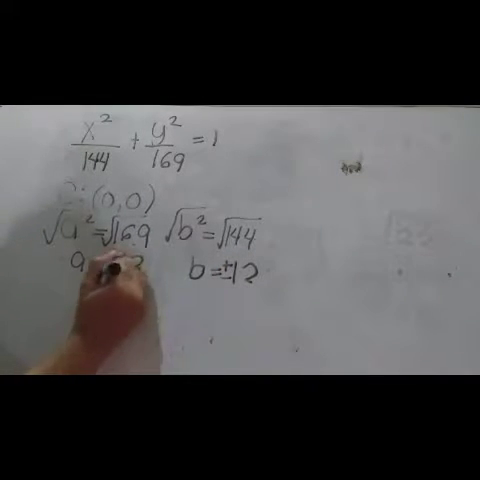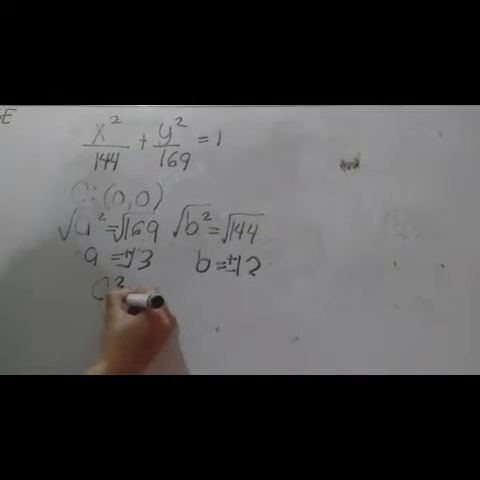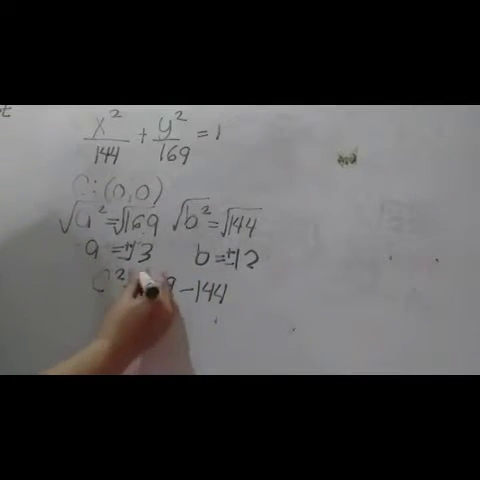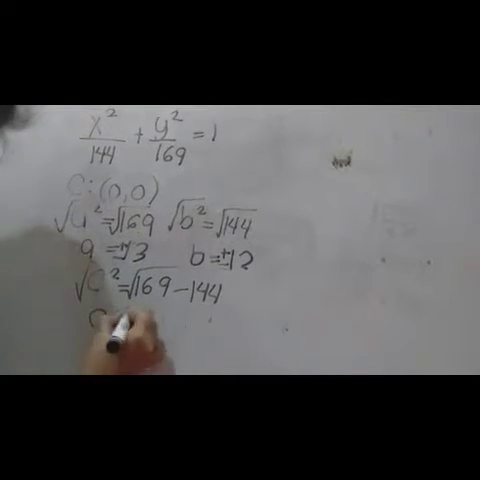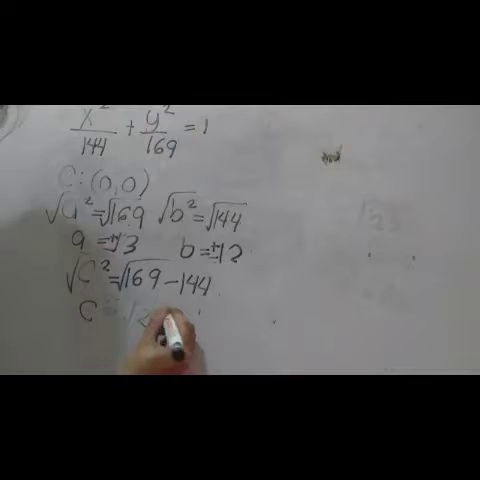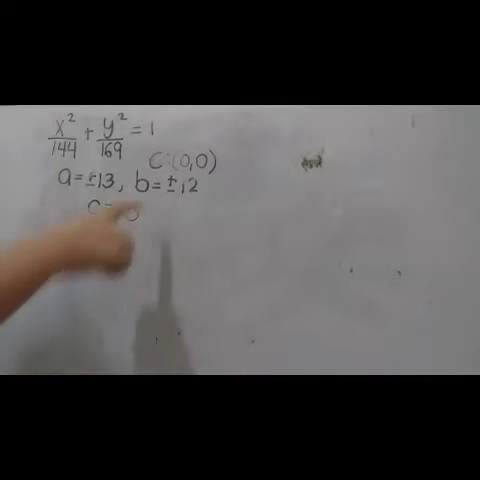Now our C is the square root of 169 minus 144. So C is equal to the square root of 25, so our C is equal to 5. Since we already have A, B, and C and the value of the center, all we need to do is find the foci, vertices, and co-vertices.